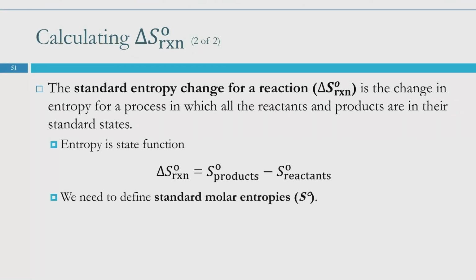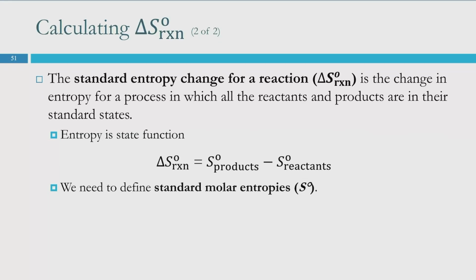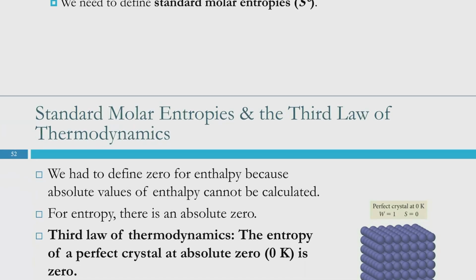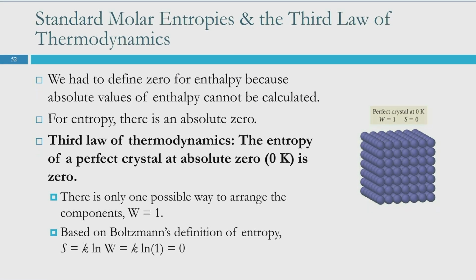Our standard entropy change for a reaction, like our standard enthalpy change for a reaction, is going to be our standard entropy for products minus standard entropy for the reactants. And these are molar entropies because they're like for a reaction. Entropy is a state function, so we don't care about the path that we take to get there, just the start state, the end state. But we do need to define what these standard molar entropies are. And we have to define 0 for enthalpy, because there's not an absolute value of enthalpy.